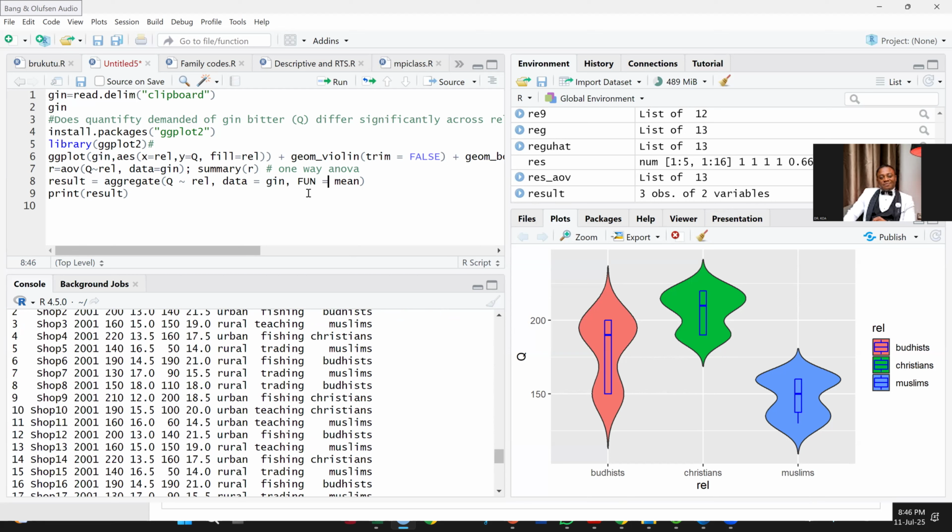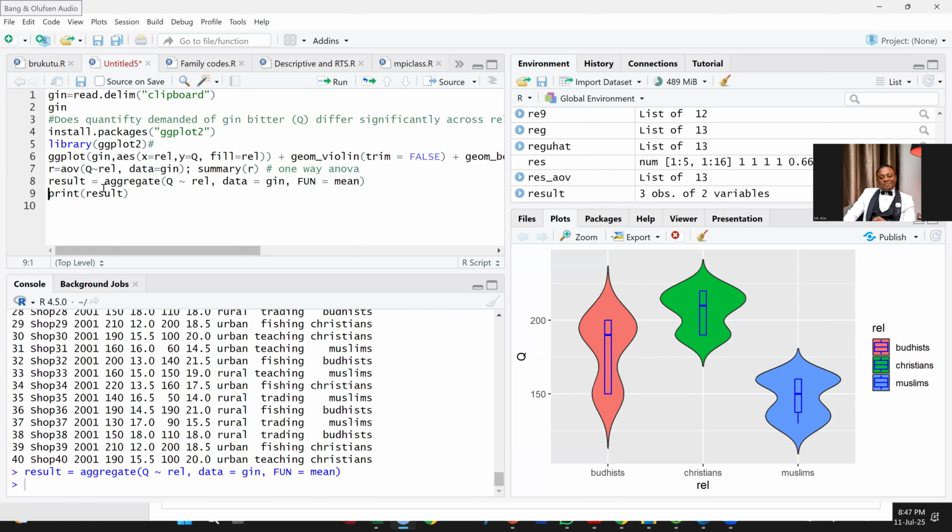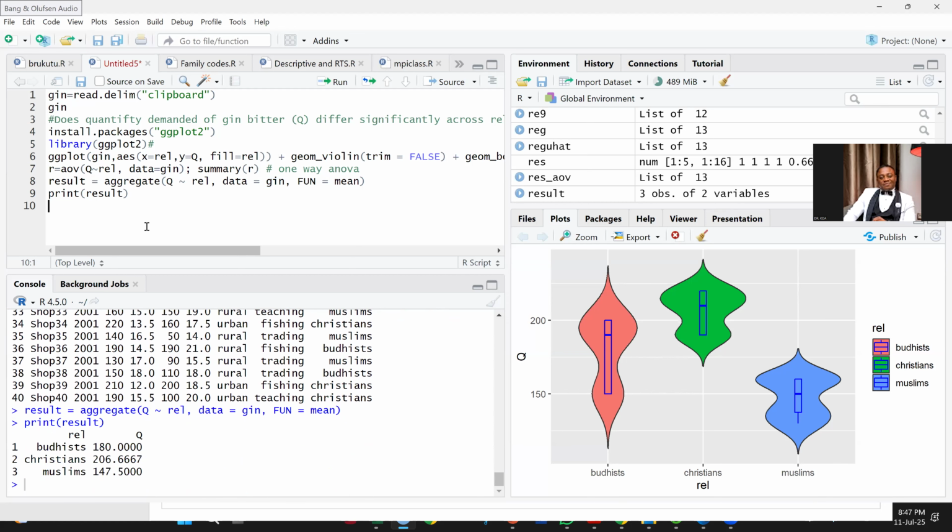And then I just write the function. I want you to give me the mean. That's all. And then I run this. Once I run this and print the result, it will give me the mean for each of the religions, the quantity demanded each religious group is consuming. When you look at the numbers carefully, you can see that Christians are consuming a lot, followed by Buddhists, followed by Christians, Muslims. So even without a graph, you will always be able to use this to find it.